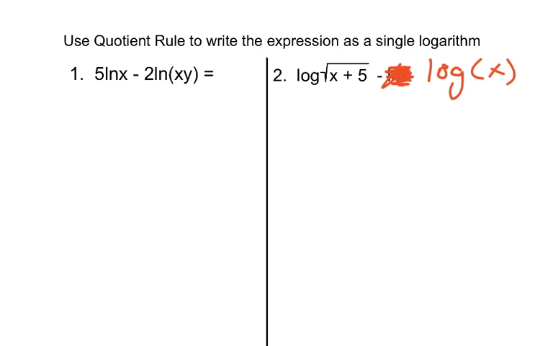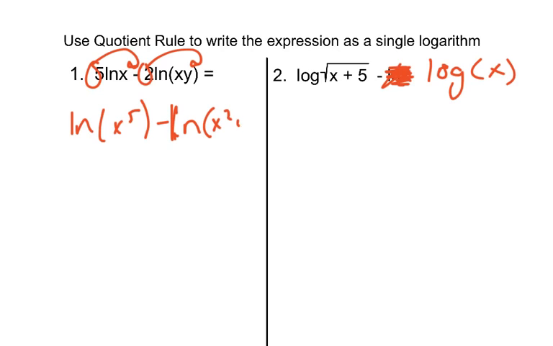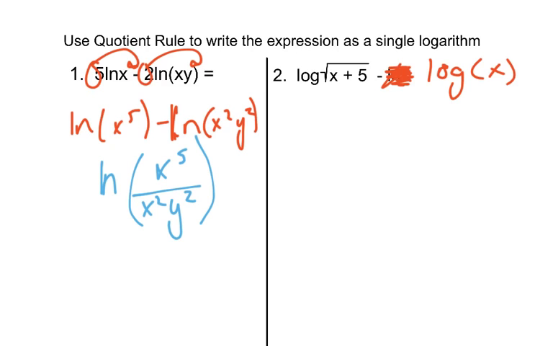So 5 natural log of x, if I'm going to write that so that I can combine it, I'm going to need to bring that power in, so natural log of x to the 5th. And then I'm going to have to bring this 2 in as well, and it does go for both of these pieces, so natural log of x squared y squared. And then because they're subtracted, we can put them in division, so it's a natural log of the whole fraction of x to the 5th over x squared y squared. And so then we have natural log of x to the 3rd y squared.